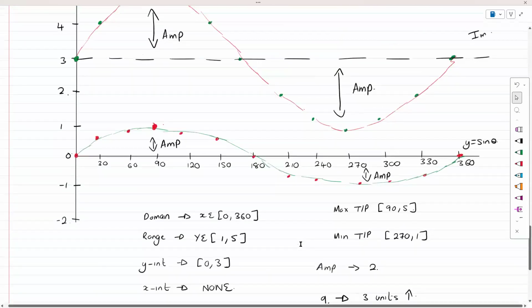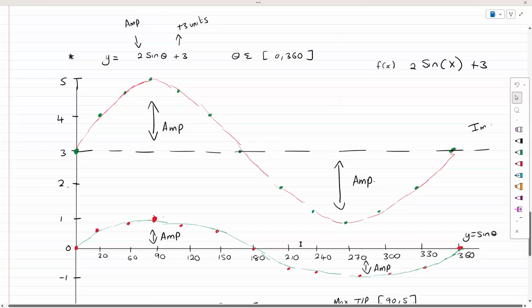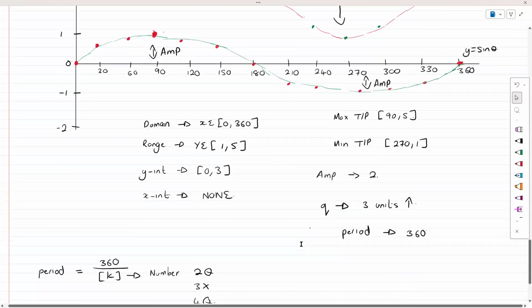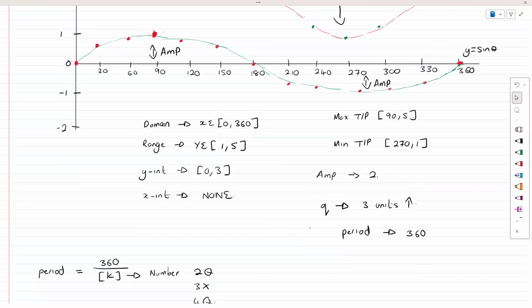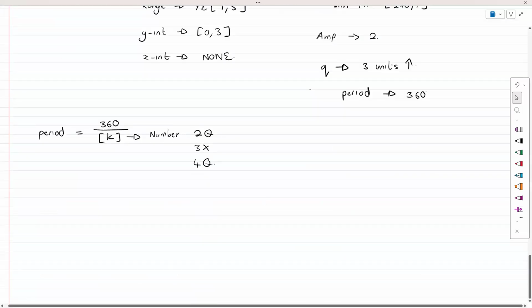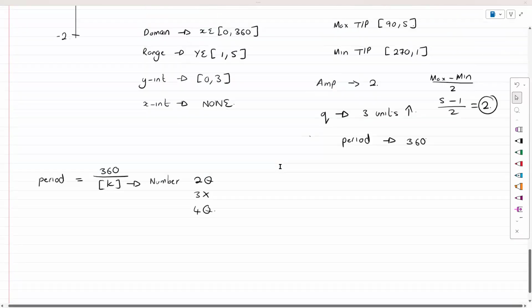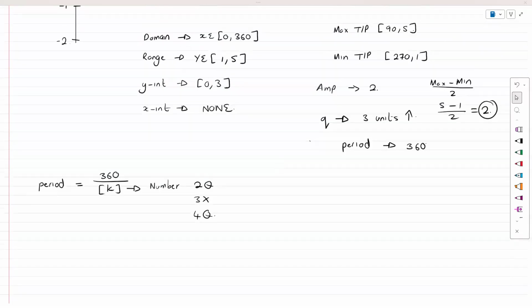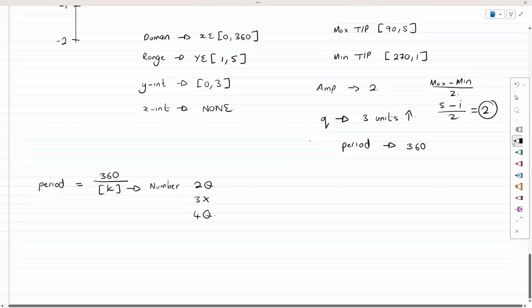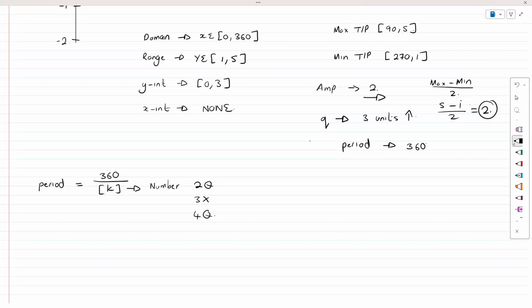But again, the amplitude would be 2. The period would be 360, and the shift would be 3 units. And that's all there is to this question. There is a little bit more that needs to be done in terms of k, but I think that's the end of this part. Okay, I just want to clear up quickly that maximum minus minimum divided by 2, 5 minus 1 divided by 2, is 2. I do prefer looking at the graph and looking at the formula, but it can be calculated.